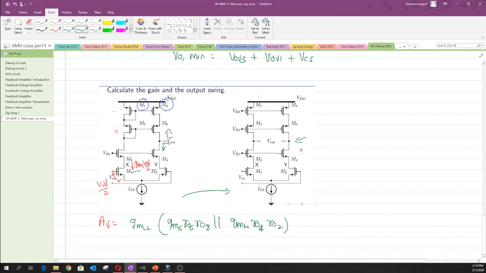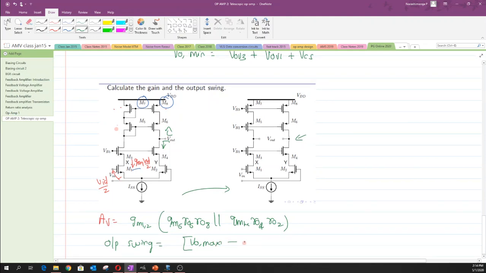Okay, there is no change between the gains, but what exactly the difference that occurs between the single ended output and the differential output is the output swing. So in this case the output swing is written as just a difference of VO max minus VO minimum, and let us try to evaluate the VO max and VO minimum.